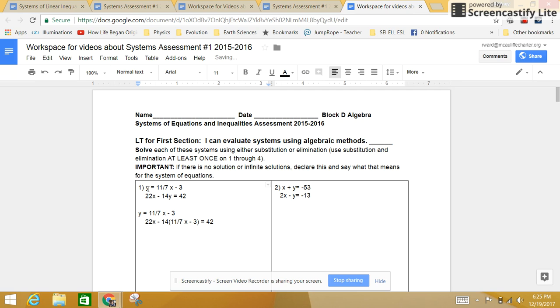When I start simplifying it, I've still got 22x minus, now I've got to distribute 14 times 11/7 x. Well, 7 and 14 share a common factor of 7, so the 14 would become a 2 and the 7 becomes a 1, so I end up with negative 2 times 11, and the 7 as a denominator is gone, so 2x. But I'm still going to be doing negative 14 times negative 3.